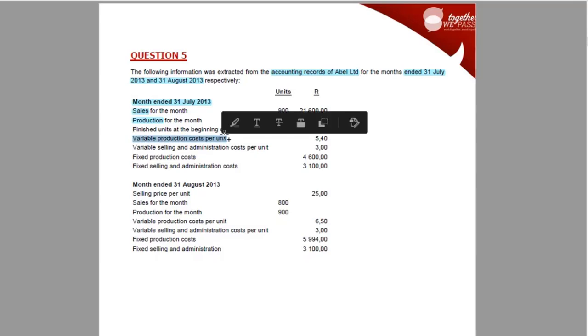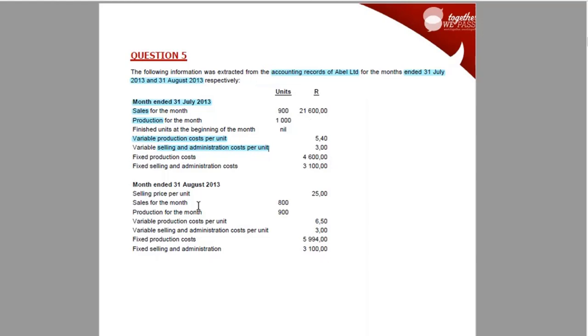The variable production cost per unit is 5.40 Rand. The variable selling and administration cost per unit is 3 Rand. For the fixed production cost, they give you the total cost of 100. The fixed selling and admin cost is 3,100. Okay, so you have your fixed costs, you have your variable costs, no matter whether manufacturing or not, and you have the production and also the sales volumes and also the sales figure.